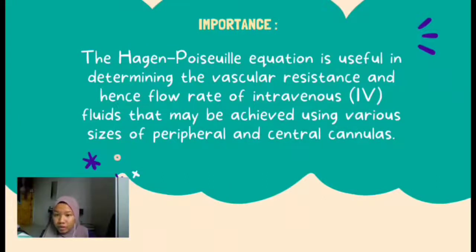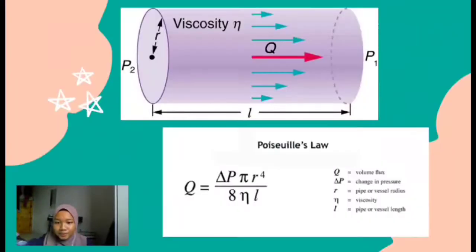So, what is the importance of Poiseuille's law actually? The equation is useful in determining the vascular resistance and hence the flow rate of intravenous fluid that may be achieved using various sizes of peripheral and central cannulas.